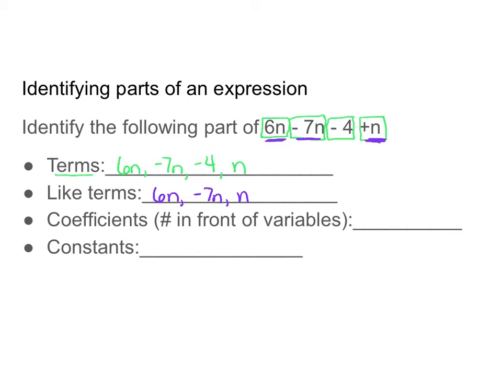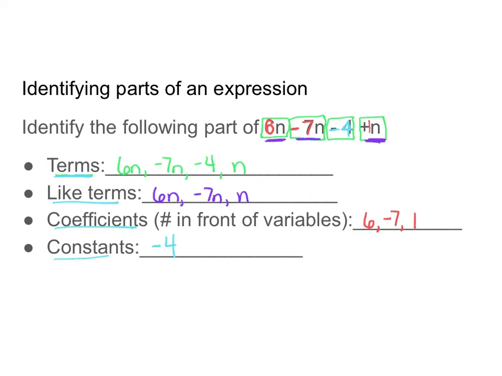Coefficients is the number in front of it. So I'm going to go ahead and highlight that in red. So I have a 6, a negative 7, and in this case, there is an invisible 1 here. So 6, negative 7, and a 1. My constants are, change colors, this negative 4 here, okay? So I just have negative 4 as my constant. So you're going to have to be able to identify terms, like terms, coefficients, and constants.